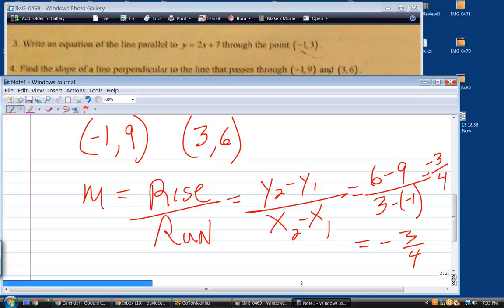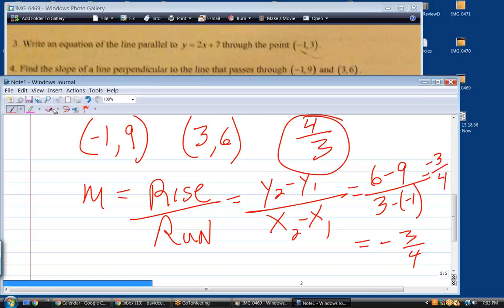So what is the slope of the line perpendicular to that line? Would it be 4 over 3? Got to do 2 things. Got to flip the number and change the sign. So 4/3 is the answer.